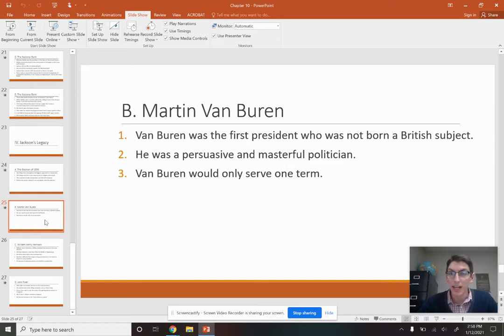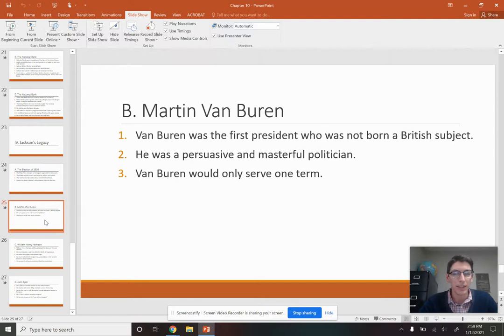Now, we know that Andrew Jackson was born a British subject because during the Revolutionary War, he served as a courier or a messenger, transporting messages back and forth for colonial troops. That's how he was caught by a British soldier who told him, "Clean my boots." Jackson refused. He was hit across the head with a saber. So we know that Jackson was born a British subject, but Van Buren was not. He was born into a free America, the first president to have been born into a free America.